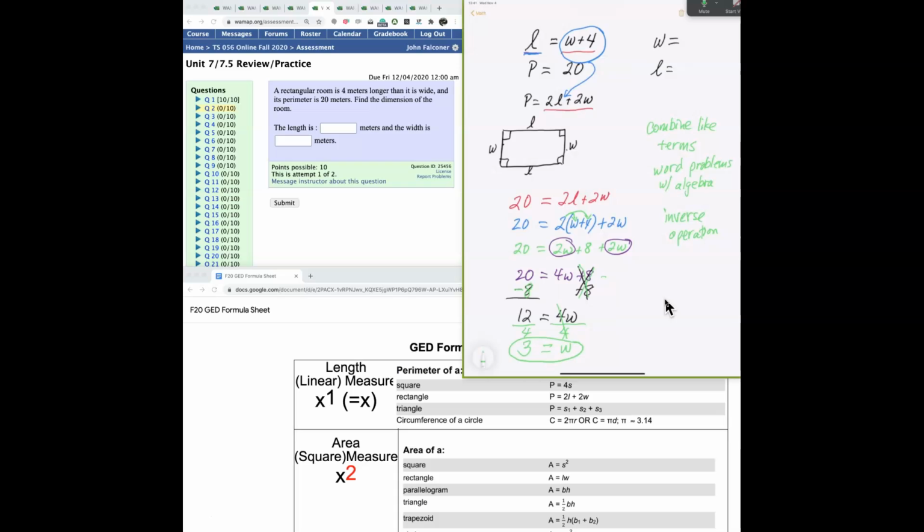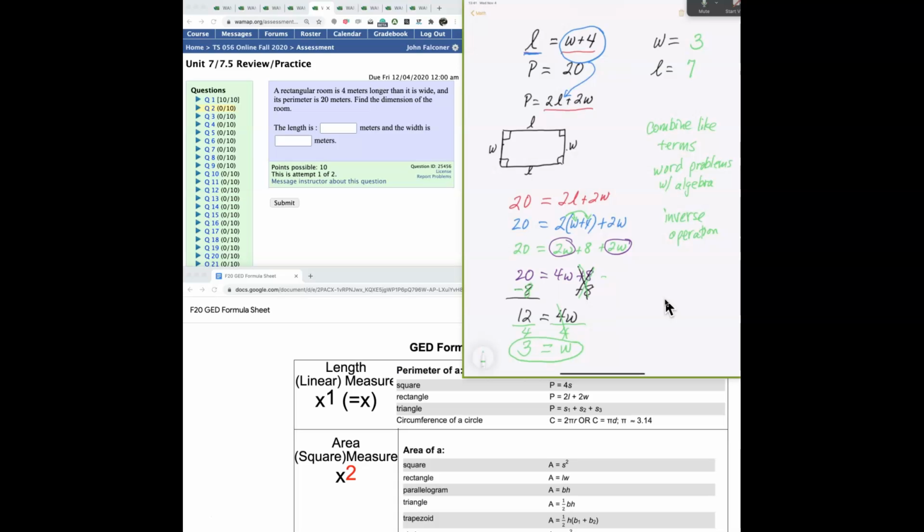We just went logically step by step. So we can fill in the 3 up here. And now that we have this piece of information, we can refer back to the original definitions, the information that Wamap gave us. They said L is equal to W plus 4. So if we add W, which is 3, plus 4, we'll get 7. And that should be L.